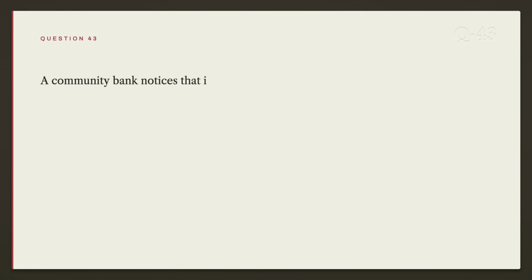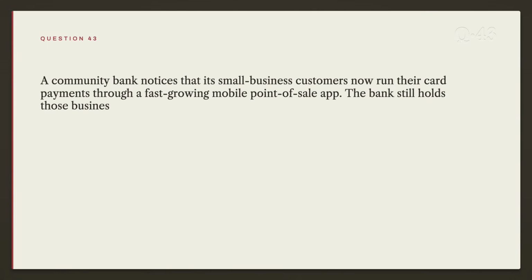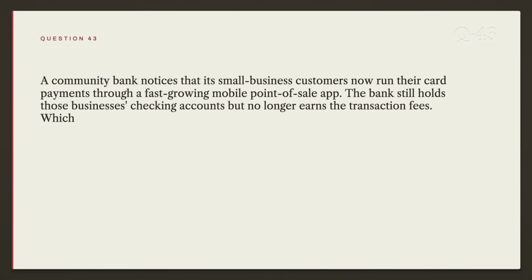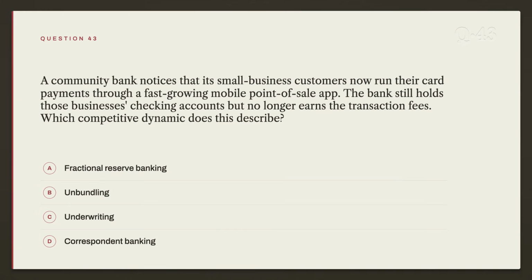Question 43. A community bank notices that its small business customers now run their card payments through a fast-growing mobile point-of-sale app. The bank still holds those businesses' checking accounts, but no longer earns the transaction fees. Which competitive dynamic does this describe? Your options are A. Fractional reserve banking, B. Unbundling, C. Underwriting, D. Correspondent banking. Before I reveal it, which one do you think is right?